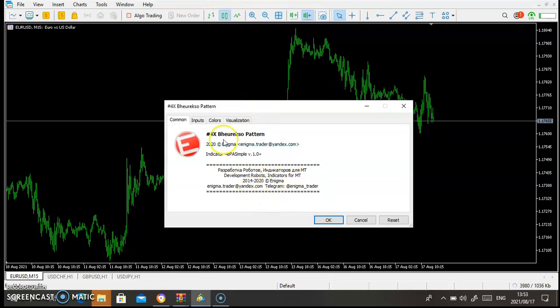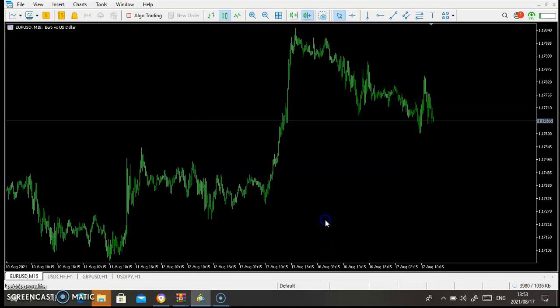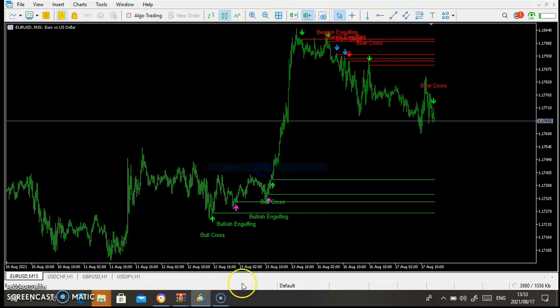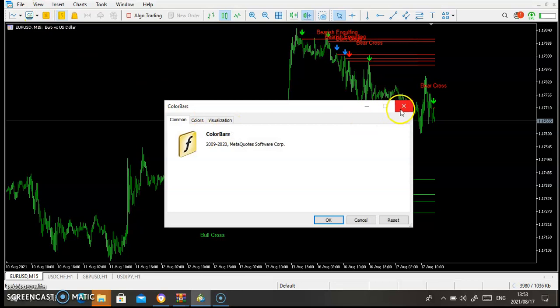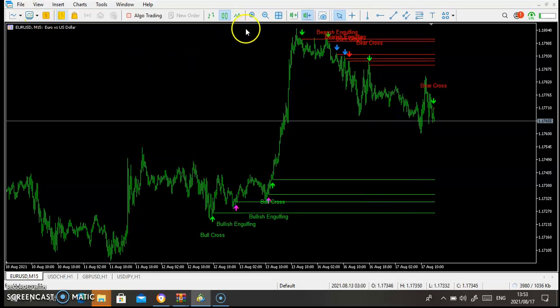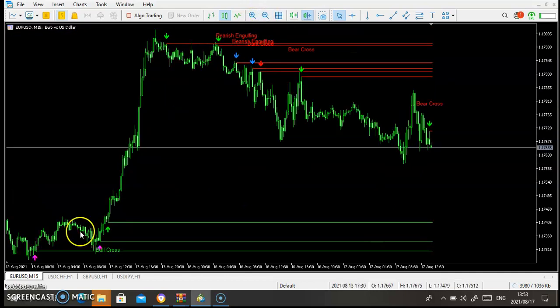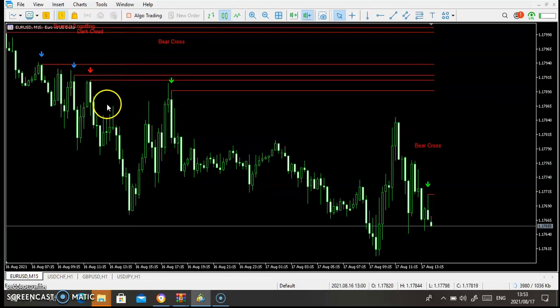The Barixo pattern. I'm just going to add it. Okay, so this is how the Barixo pattern looks. You can see that this system is based on price action, so these are candlestick formations. You can see where there's a cross over there, and there a dark cloud, bearish engulfing cross.